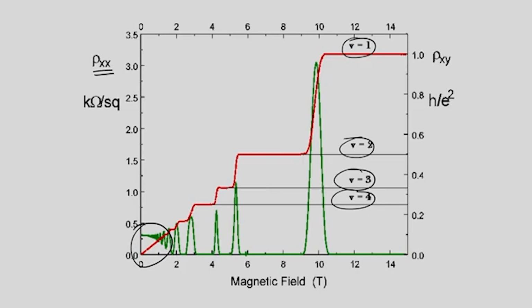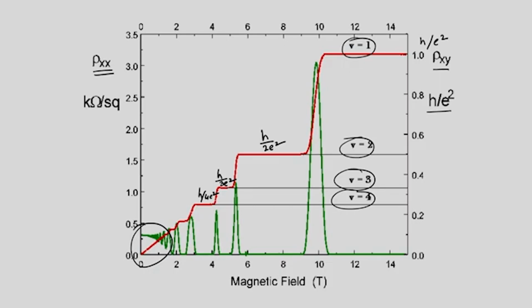15 Tesla is a very large magnetic field, and the Hall plateaus are quantized in units of h over e square, which means this value is h over 1 e square, this is h over 2 e square, this is h over 3 e square, and h over 4 e square, and so on and so forth. And it is exactly what we were talking about on the last slide: the green one, which is the longitudinal resistivity, rho xx, is equal to 0.